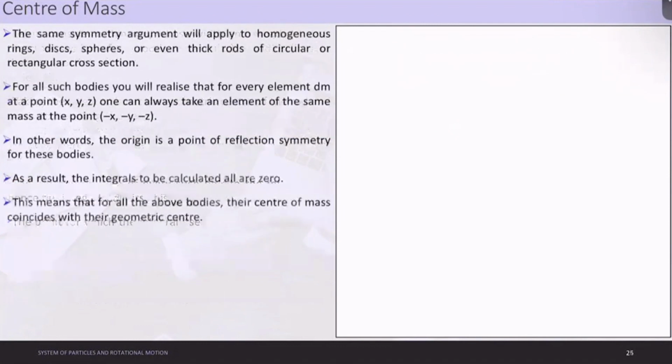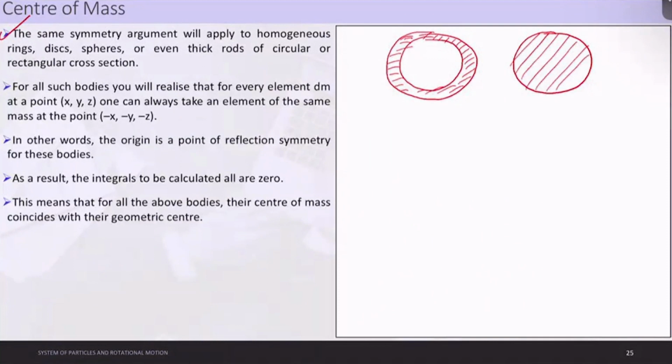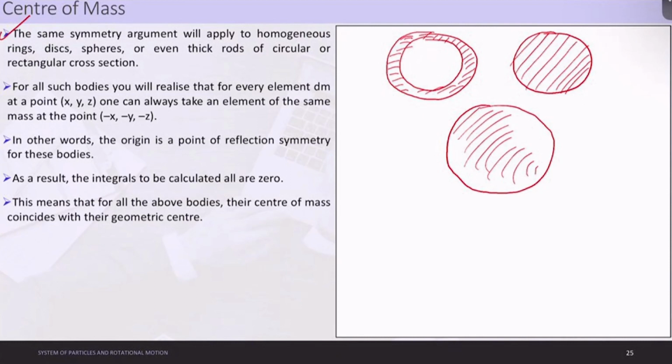The same symmetry argument will apply to homogeneous rings also. So what is a ring? The ring is basically all the mass kept at some distance r from the center. It can also apply to discs, and to spheres. This is basically a 3D surface. This is your 2D, this is your 3D.